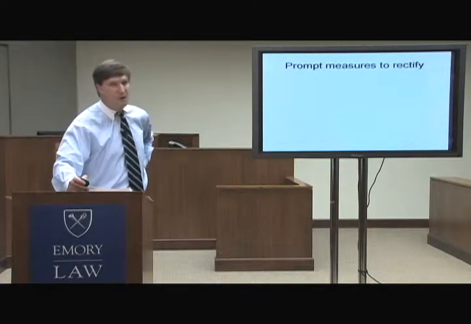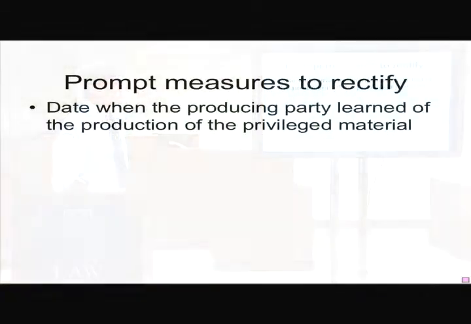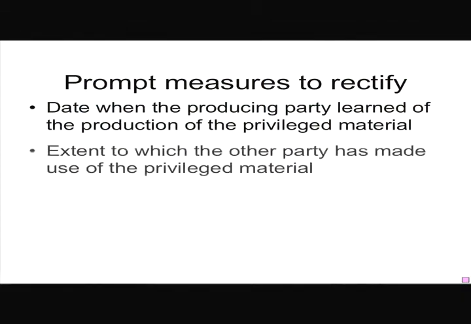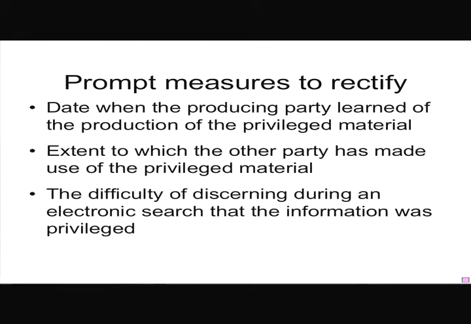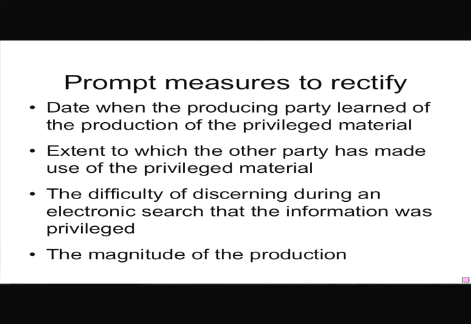So, how about prompt measures to rectify? The date when the producing party learned of the production of the material, the extent to which the other party has made use of the privileged material, the difficulty of discerning during an electronic search that information was privileged, and the magnitude of the production, all of these will be factors that the court will consider.